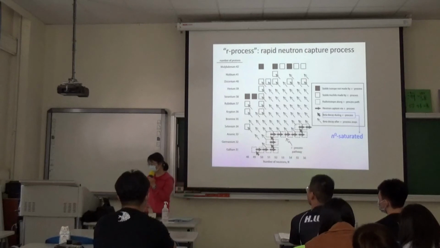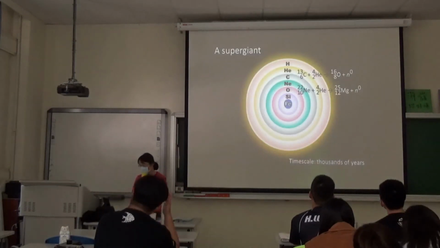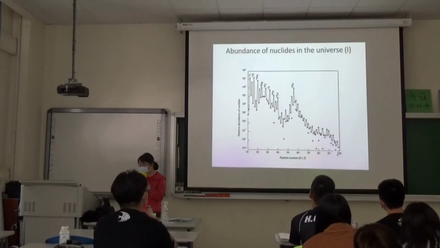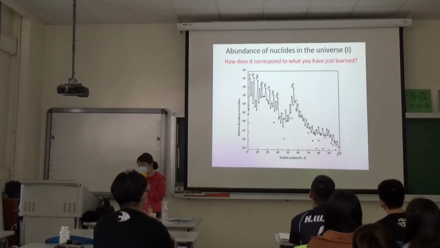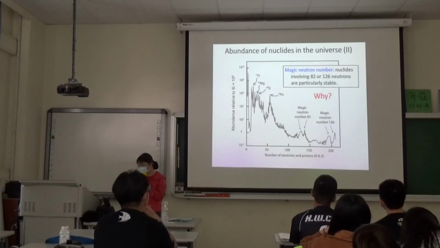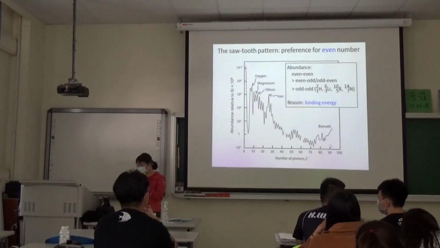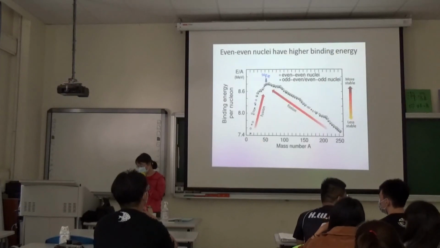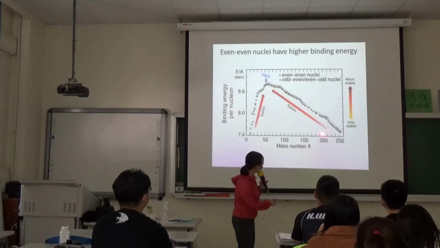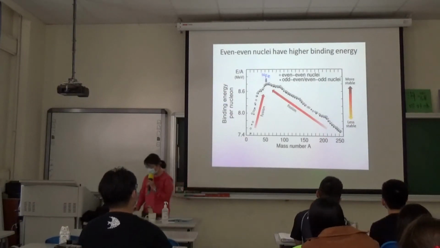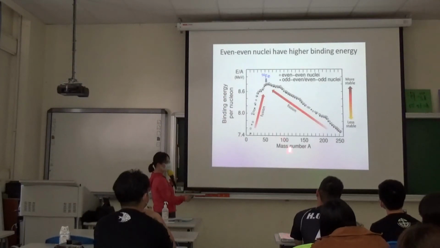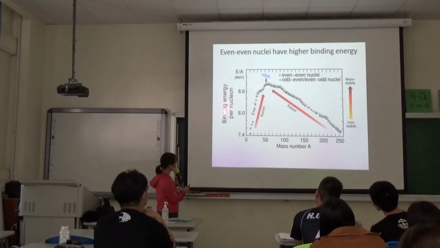All right, R process, skip. Okay, then S process, skip. Consequence, Zhiying already discussed this, so skip, skip. All right, I will skip this one. That's something Kevin has wanted to say, right? All right, let's watch again. Mass number on the x-axis and binding energy on the y-axis.